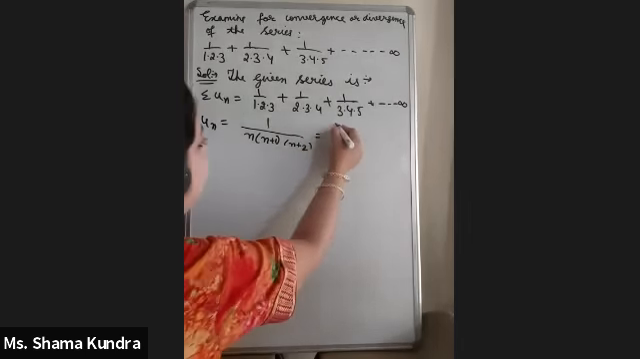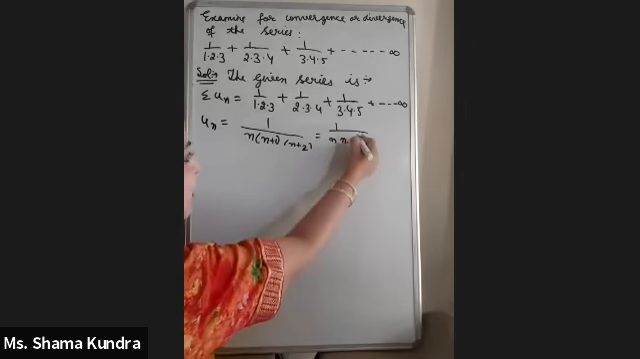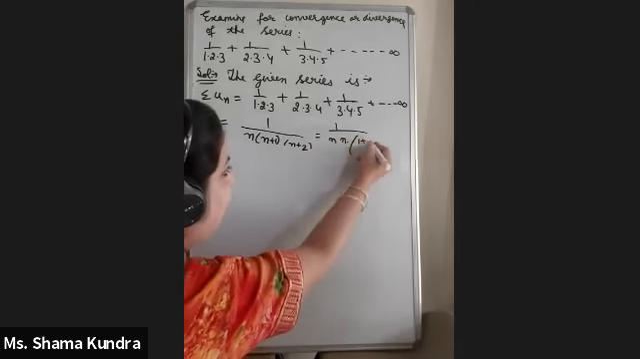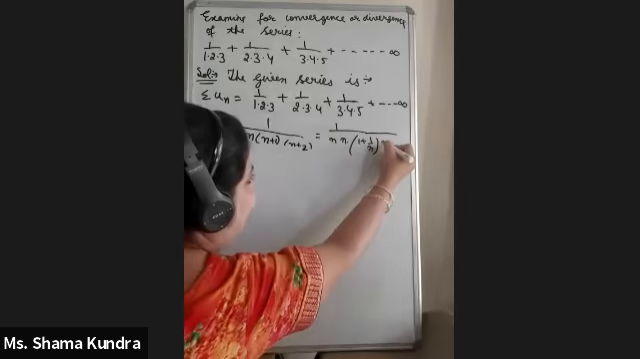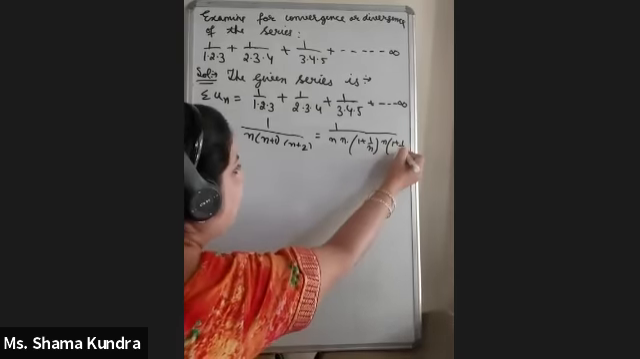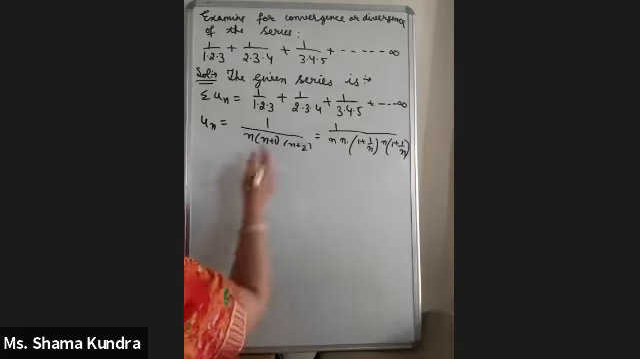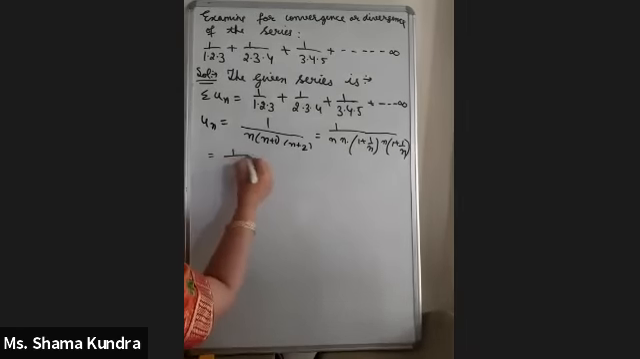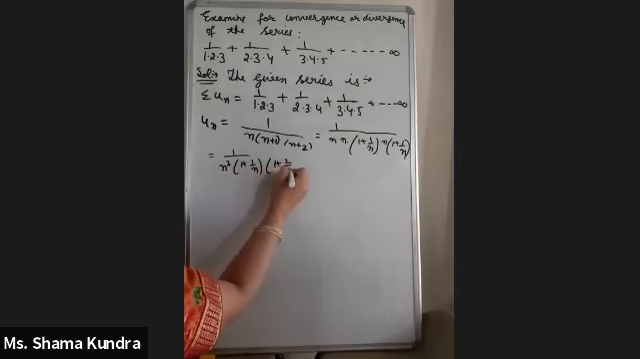See, from here, we can take n common. Inside the bracket, it will be this. From here, we take n common. Inside the bracket, it will be this. Now, n into n into n will be n cube into 1 plus 1 by n into 1 plus 2 by n.